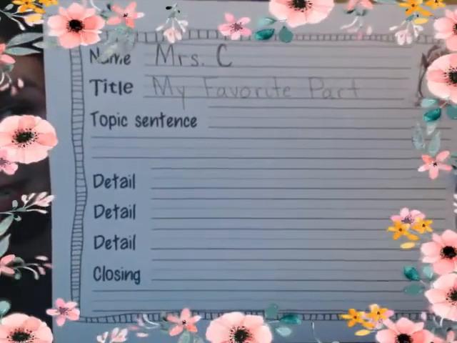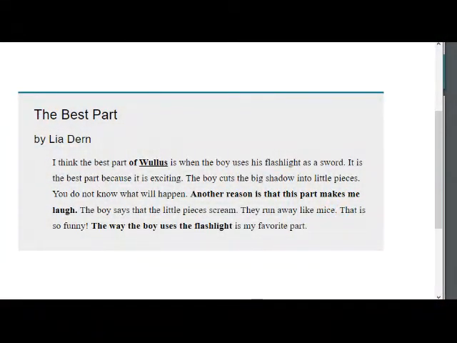Remember, the topic sentence needs to include the title of the book we read. So we need Wallace in there. We also need to make sure we underline it. Let's look at Leah's example again. I think the best part of Wallace is when the boy uses his flashlight as a sword. It is the best part because it is exciting. That's not my favorite part.